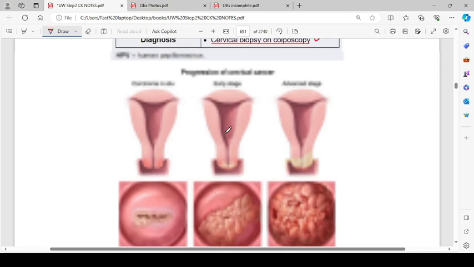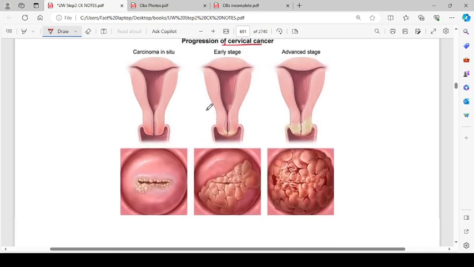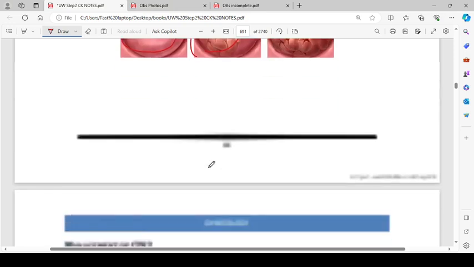Then this is a picture of progression of cervical cancer. Carcinoma in situ looks something like this when we apply acetic acid. Early stage is like this, and advanced stage is this, like this area is involved in this, and okay.